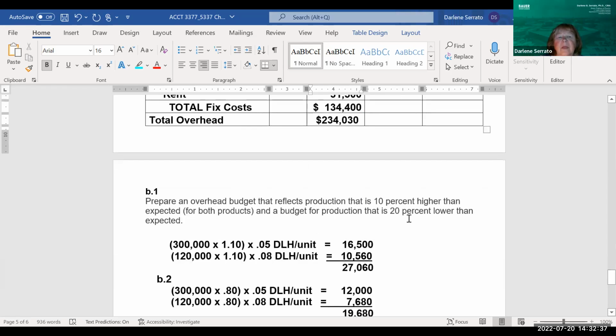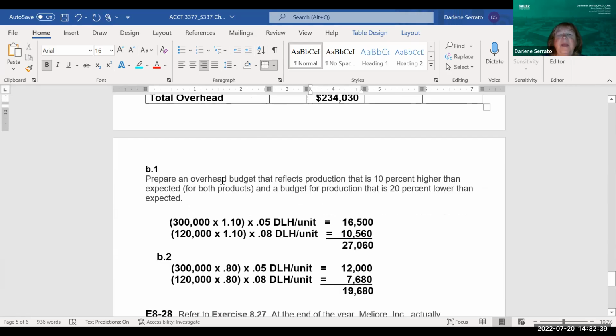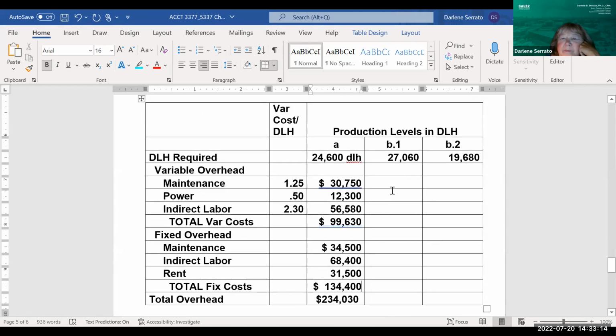Okay. Then B1, prepare an overhead budget that reflects production that is 10% higher than expected. So I took the number of units to be produced times 110% times the 0.05 to get me 16,500. 120,000 units times 110% times 0.08 per unit gives me 10,560. So this gives me 27,060, which is up here.